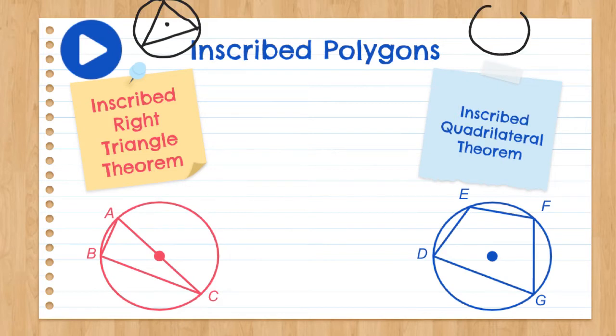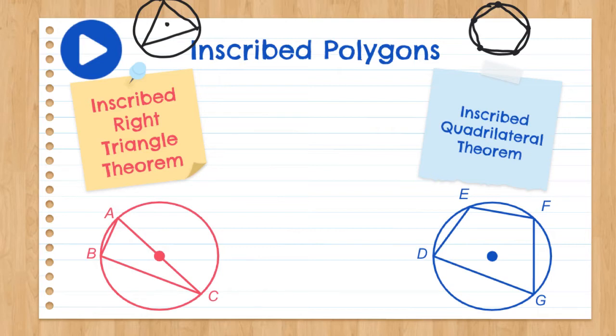So we could have a polygon that has many more sides as long as all of the vertices fall on the circle. It's going to be an inscribed polygon. So this gives us two inscribed polygon theorems. The first one is the inscribed right triangle theorem.